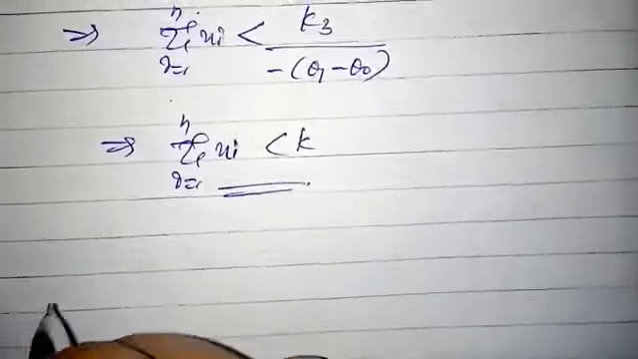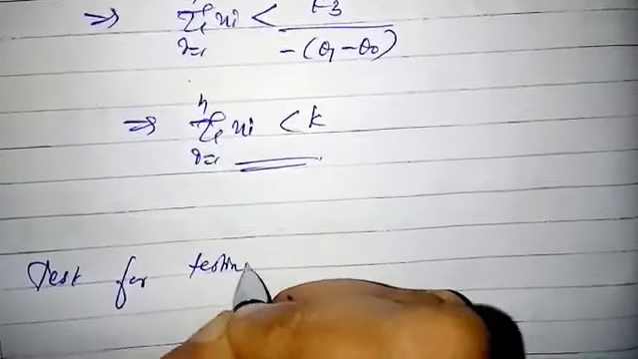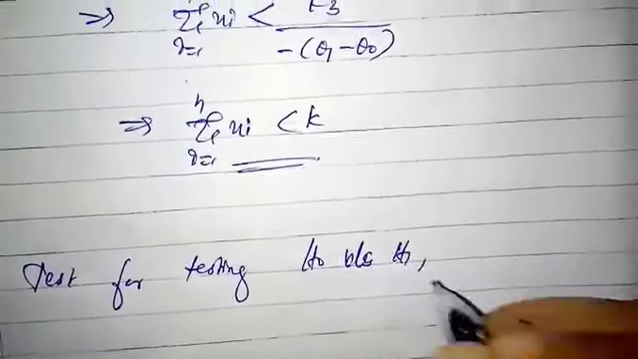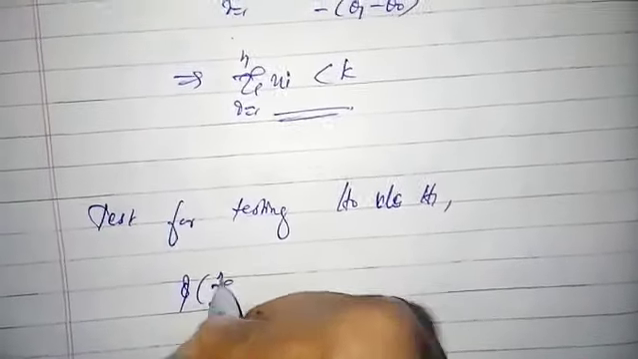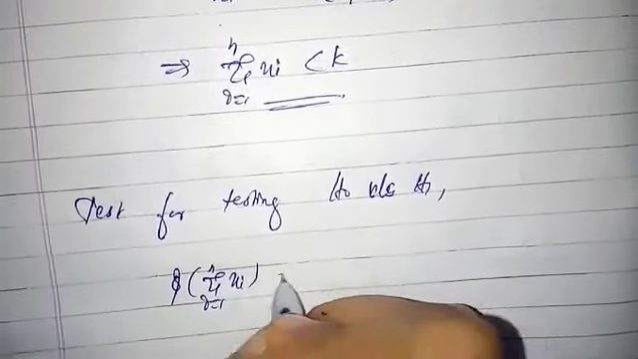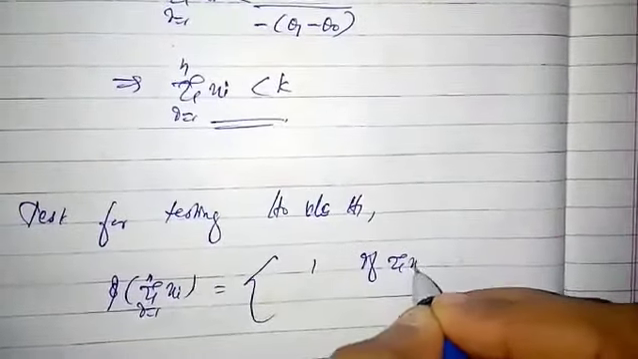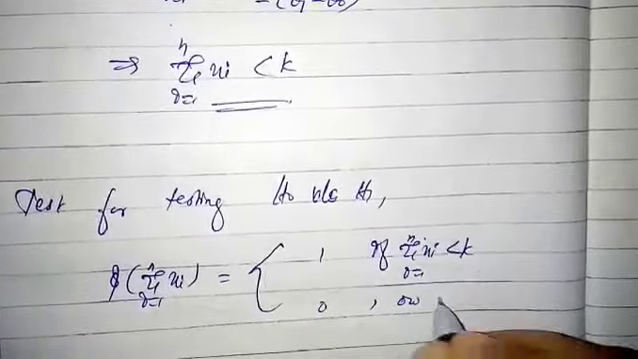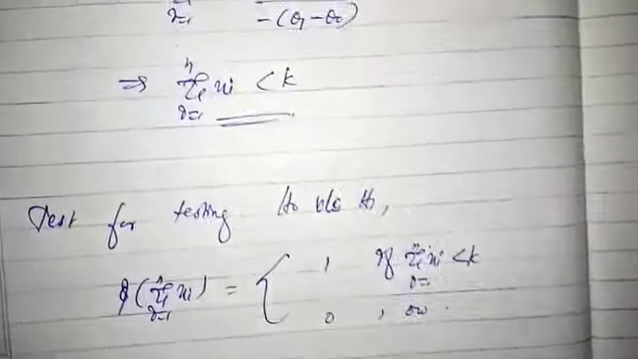Then the test for testing the null hypothesis versus the alternative is phi of summation xi, i 1 to n, equal to 1 if summation xi is less than k, and 0 otherwise. Here we can use a non-randomized test, right? Because the exponential is a continuous distribution.